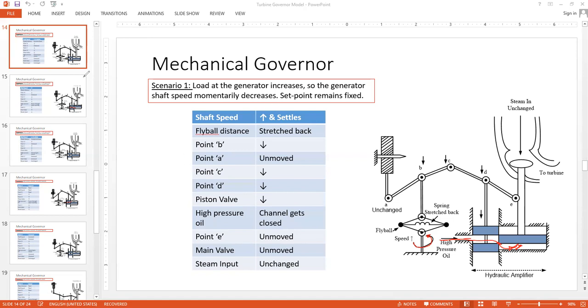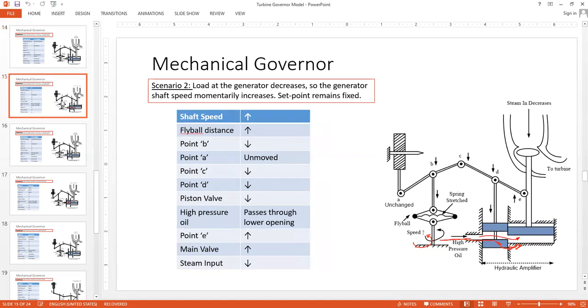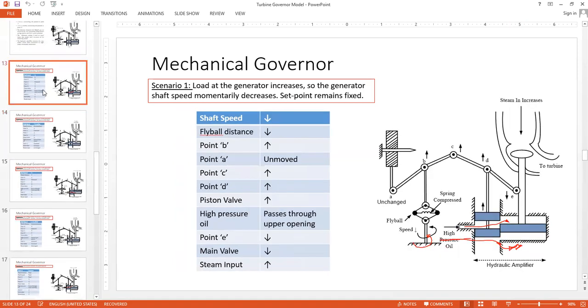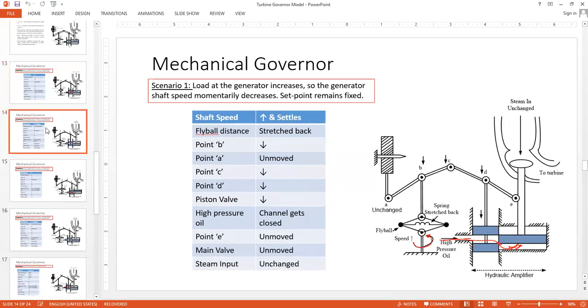Okay, so accordingly, we completed this. This was the continuation of scenario 1. This was the starting of scenario 1, and this was the completion of scenario 1, where the system settles back at the desired speed or the reference speed. And in this scenario, point A was kept unchanged. We are not touching the reference set point for the speed changer.